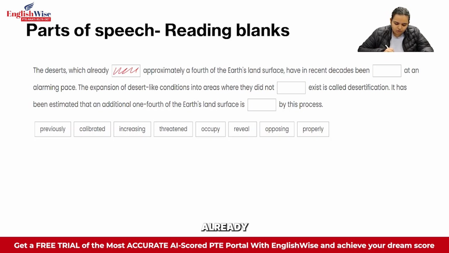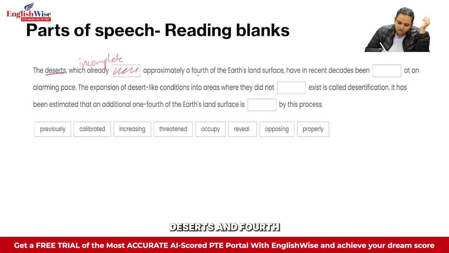Now let me read this sentence without the blank. The deserts which already approximately a fourth of the Earth's land surface have in recent decades been dashed. Now this sentence does not make sense. It sounds incomplete. So if the sentence sounds incomplete, I either have to put a noun or a verb. But if you see over here, the deserts and fourth of the Earth's surface, the nouns are already given in the sentence. So you will put a verb in this blank. I will mark it here that I need a verb.